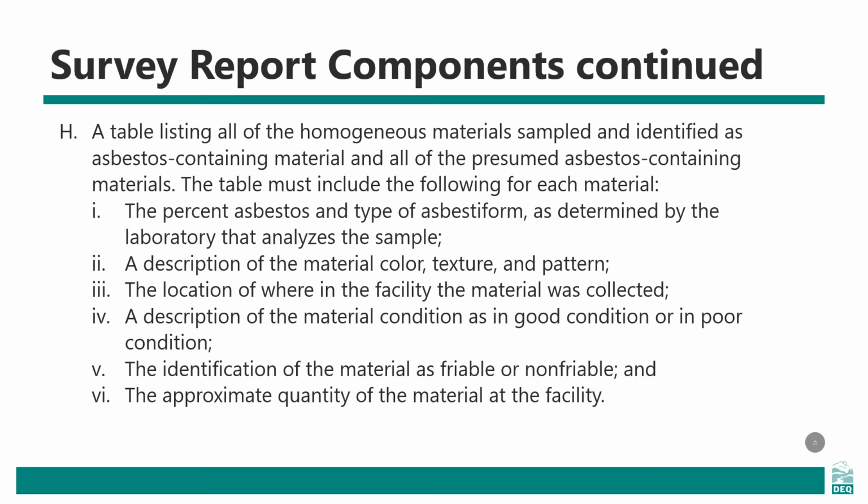A table listing materials found to contain asbestos must be included in the report. This table must contain specific information for each of the asbestos-containing materials, including the percent asbestos and the type of asbestiform, the color, texture, and pattern of the material, the specific location in the facility where the material was collected, the condition of the material, both in terms of in good condition or in poor condition, friable or non-friable, and the approximate quantity of the material present in the facility.